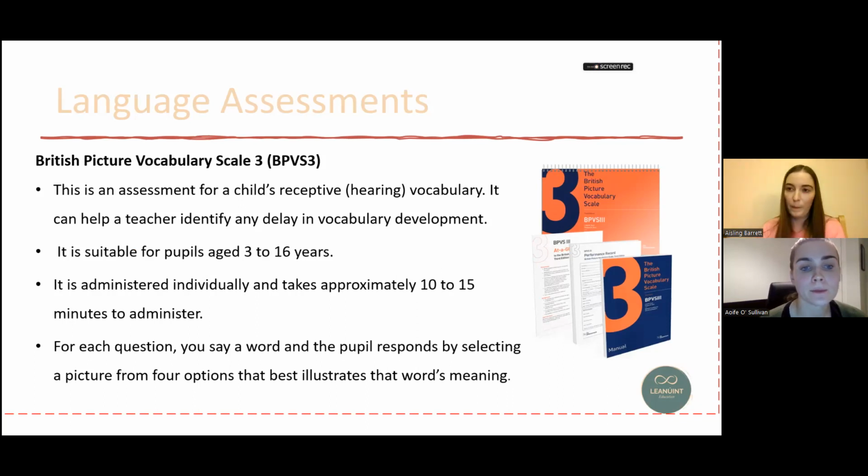It is suitable for pupils from junior infants all the way up to 6th class, as it's for children aged 3 to 17 years. It is administered individually, and it takes about 10 to 15 minutes to administer. For each question, you say a word and the pupil responds by selecting a picture from 4 options that best illustrates the word's meaning. So it's not a reading assessment, but a vocabulary assessment.